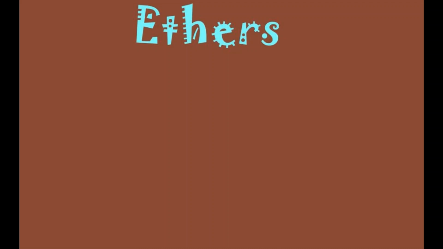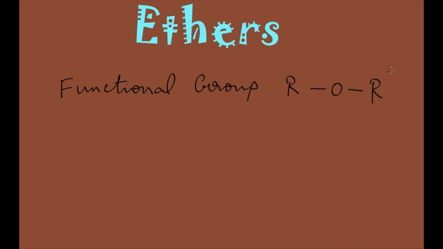Hi, in this video, we are going to learn about ethers, that is, how to name ethers according to the IUPAC nomenclature. The functional group of ether is R-O-R', where R may be an ethyl, methyl, or a phenyl, whatever it may be. R, O, R dash is the functional group.